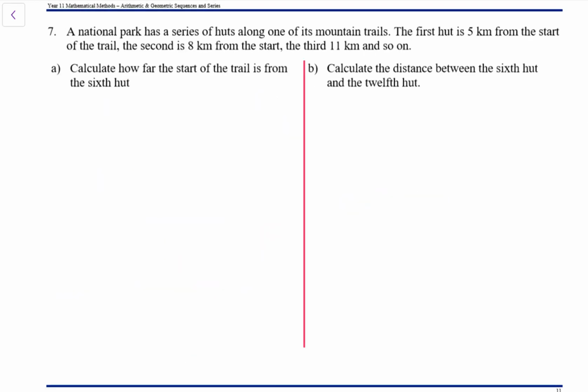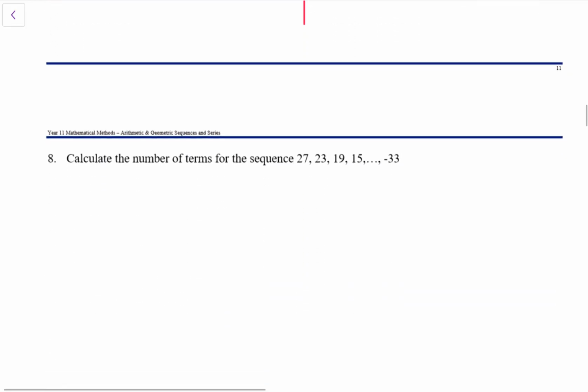Next one, a national park has a series of huts along one of its mountain trails. The first hut is 5 kilometres from the start of the trail. The second is 8 kilometres from the start. The third is 11 kilometres, and so on. Calculate how far the start of the trail is from the 6th hut. Calculate the distance between the 6th hut and the 12th hut. You can do that on your own, and you can check the annotated slides for the solution.